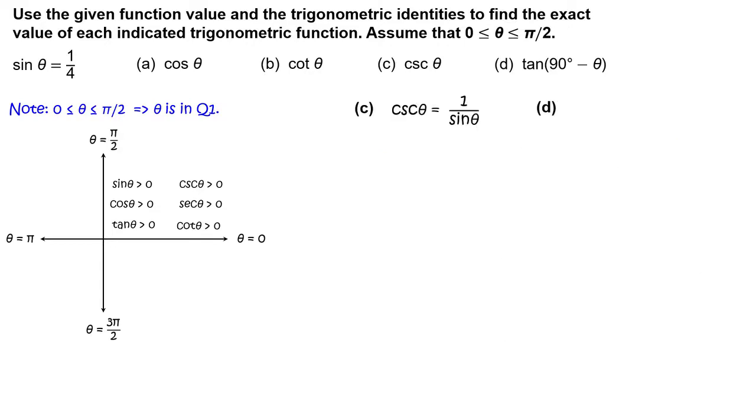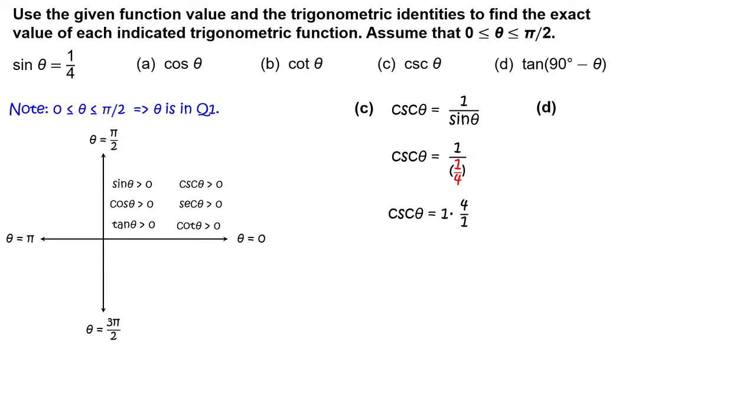Part C. First, write the reciprocal identity. Cosecant of theta equals 1 divided by sine of theta. Next, substitute 1/4 for sine of theta. You will get cosecant of theta equals 1 divided by 1/4.